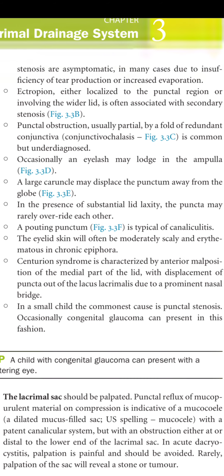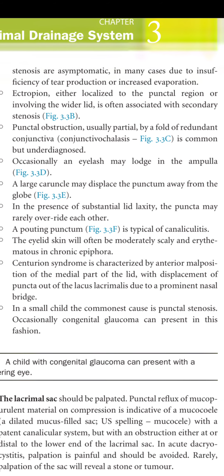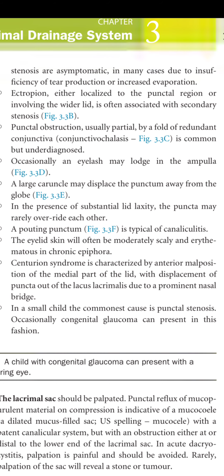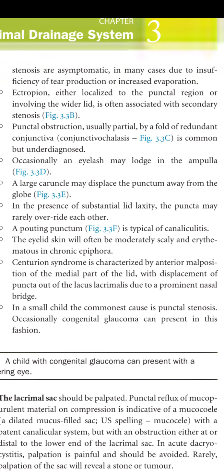Ectropion, either localized to the punctal region or involving the whole lid, is often associated with secondary stenosis. Punctal obstruction is usually partial, or by a fold of the conjunctiva. Conjunctivochalasis is common but underdiagnosed. So basically, conjunctivochalasis is a condition where there is a loose redundant conjunctiva that is obstructing the puncta, and it is causing the punctal obstruction.